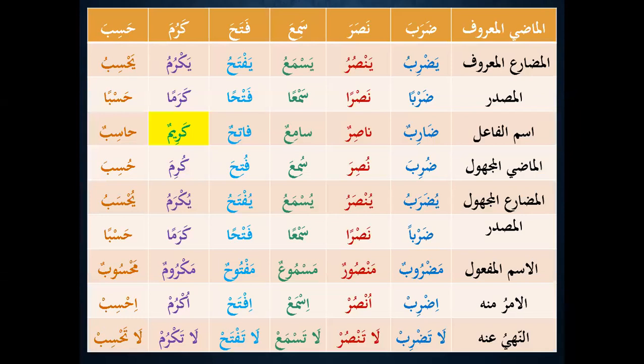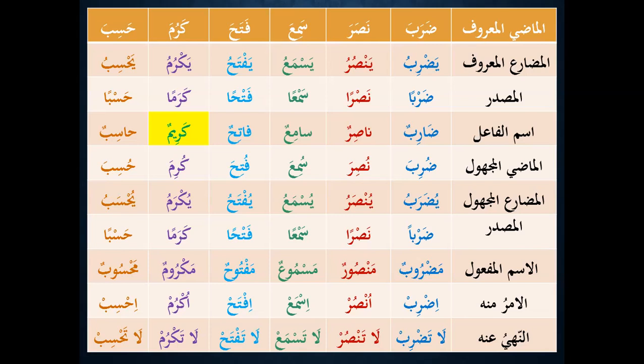Just a quick recap of what we have done so far. So you know there are 6 categories of ثلاثي مجرد, triliteral verbs. باب ضرب نصر سمع فتح كرم and حسب. These are the representative verbs from those scales which we find normally in Arabic language.